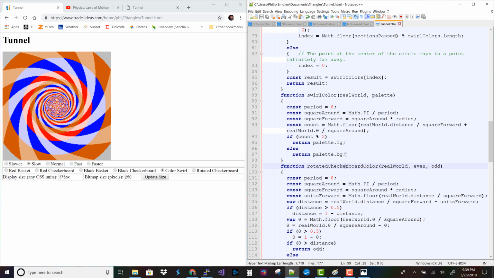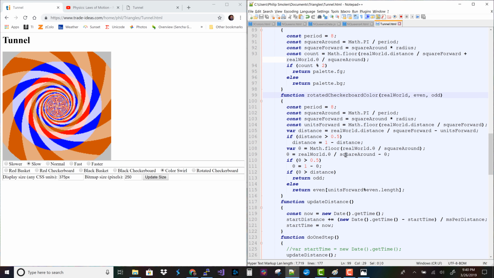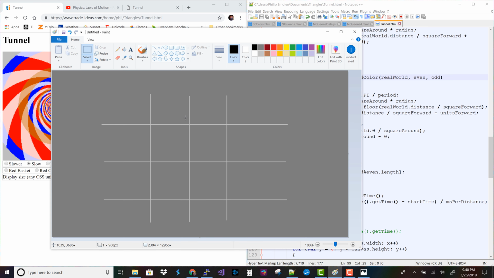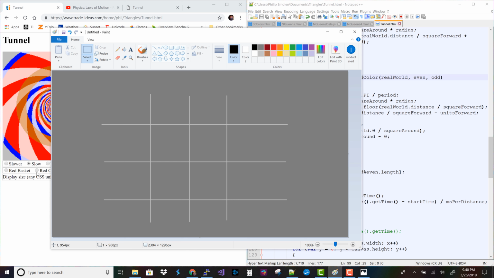And then finally, the rotated checkerboard. Again, very similar to what we've done before, at least we start the same way. So we have the grid lines. That's what we compute with this whole thing, this square around and square forward. This is just transforming that cylinder into a grid.